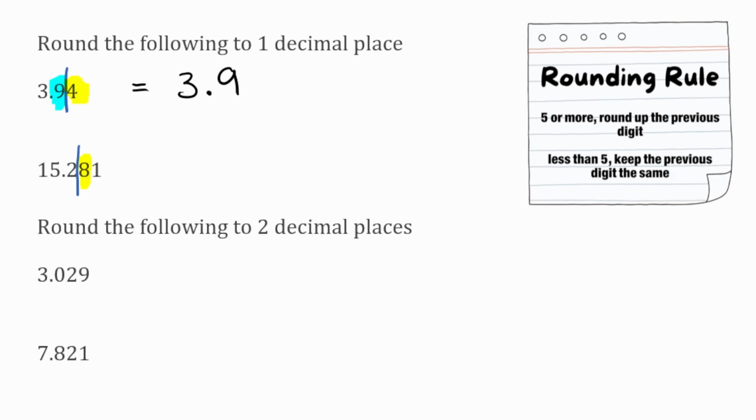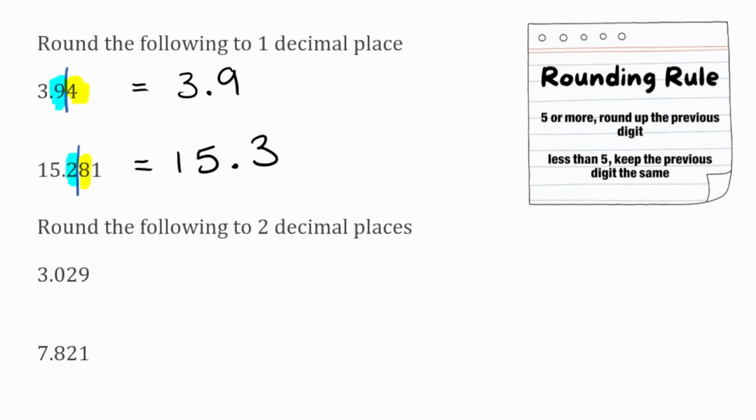Because our 8 is more than 5, we're going to round up the previous digit. Well, the previous digit was our 2, so we're then going to round that up to a 3. So 15.281 would round up to 15.3. So we can follow the same method when we're also rounding to two decimal places.